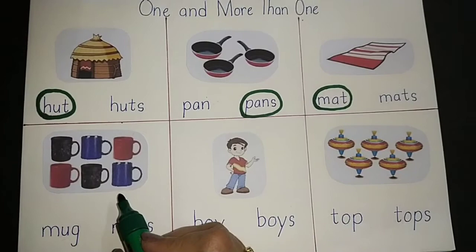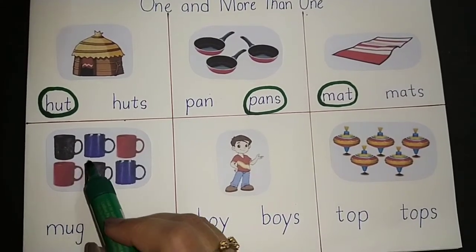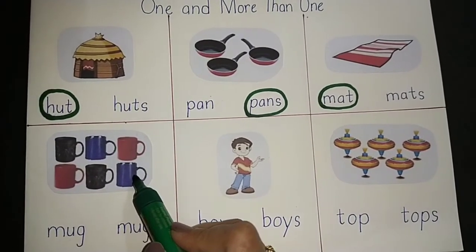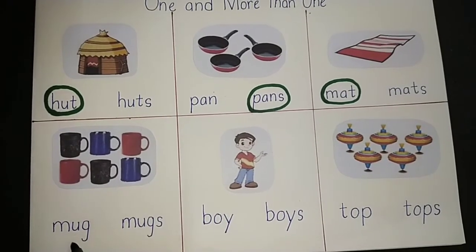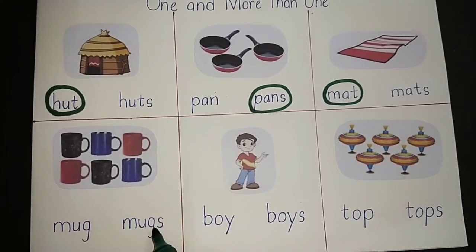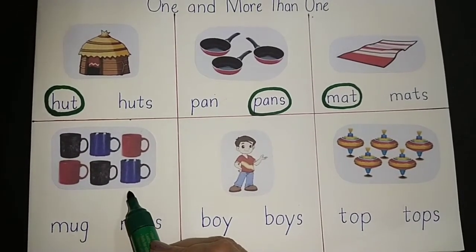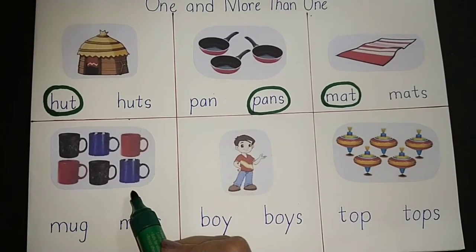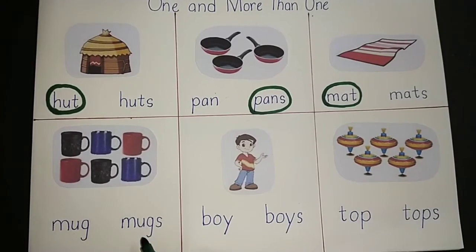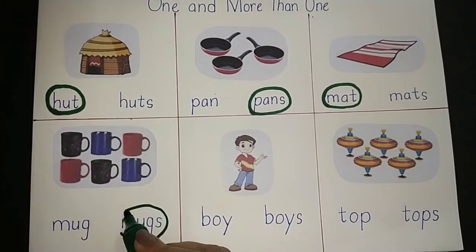Now tell me, what are these? These are mugs. How many mugs are there? 1, 2, 3, 4, 5, 6. There are 6 mugs. Now read the words M-U-G, mug, M-U-G-S, mugs. There are 6 mugs, right? So which is the correct word? Mug or mugs? Yes, mugs. So we will circle the word mugs.